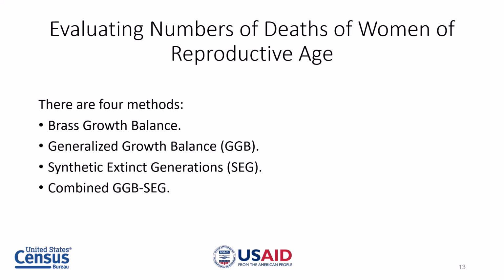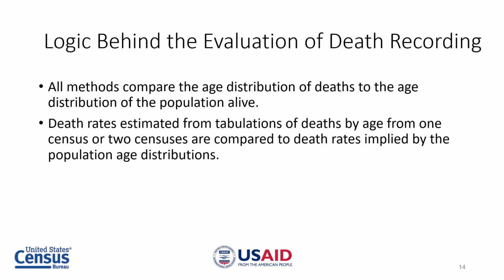The logic behind the methods described here is that death rates estimated from census reports are compared to death rates implied by the population age distributions. If deaths implied by the population age distribution are higher than the observed death rates from census data, then there are fewer deaths reported in census data than expected.